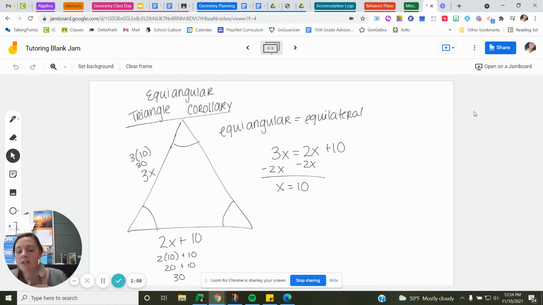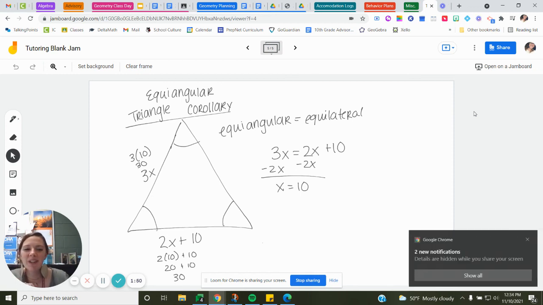So today on your worksheet, you're going to be solving for x in equiangular and equilateral triangles. And so what you're going to do is just go through and solve for x on those.